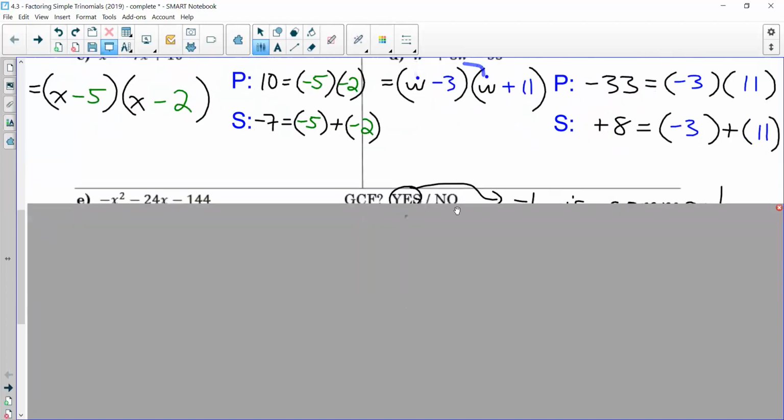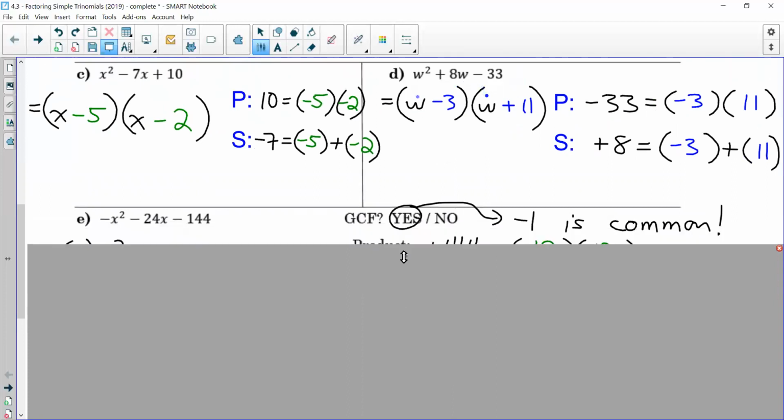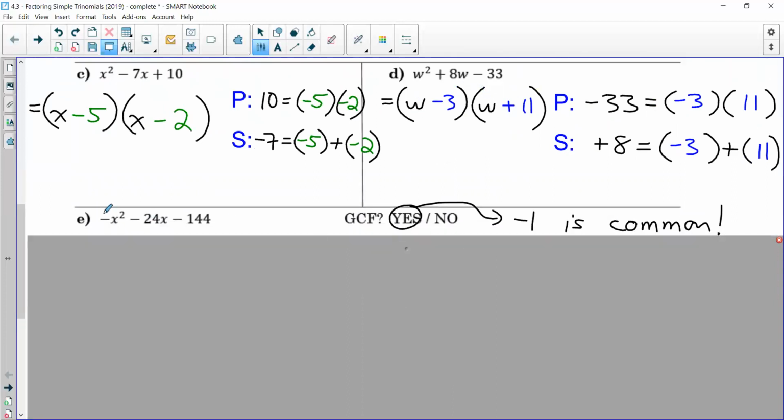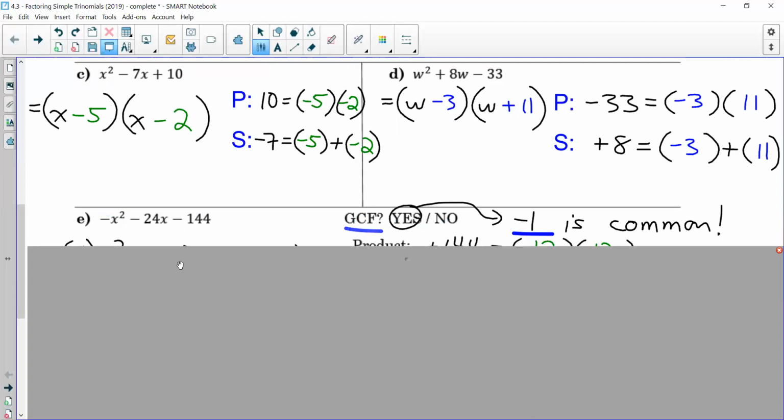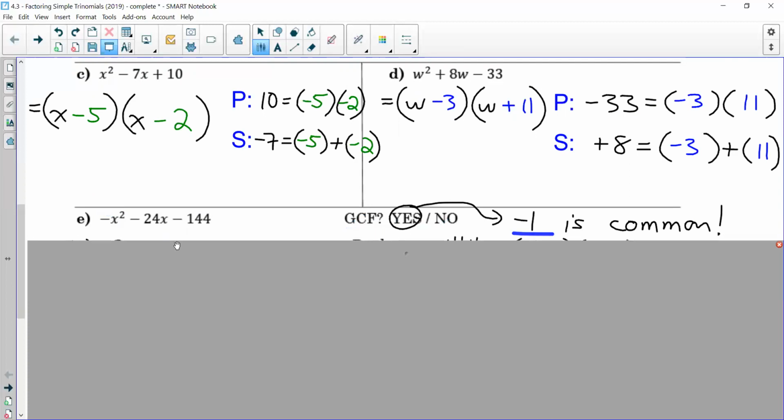All right, now in this next one, although it doesn't look like it, notice the number in front here is not positive 1. It is a negative. So yes, we do have a greatest common factor. It actually happens to be a negative 1. So positive 1 is not useful as a common factor, but negative 1 is very useful. So let's take a look at what happens here.